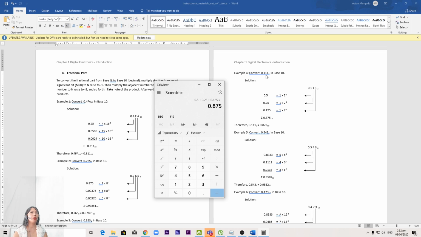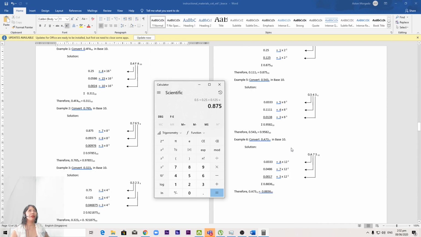So 0.111 base 2 is actually equal to 0.875 base 10. Then we have example number 5. Convert 0.543 base 6 to base 10. So our n is 6. Our MSB is right after the dot, so we have 5 as the MSB here.